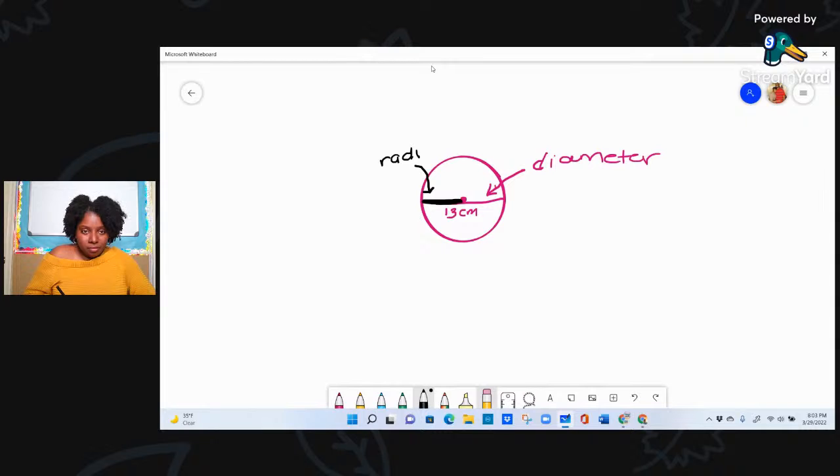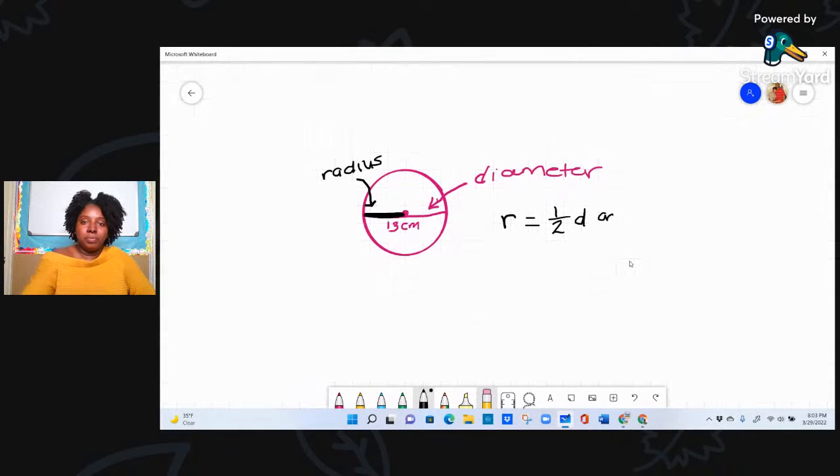Good, radius. All right, so you have the diameter and you have the radius. The radius is half of the diameter. So you can say half of diameter. Remember what we did before? You can just do d divided by 2, right?